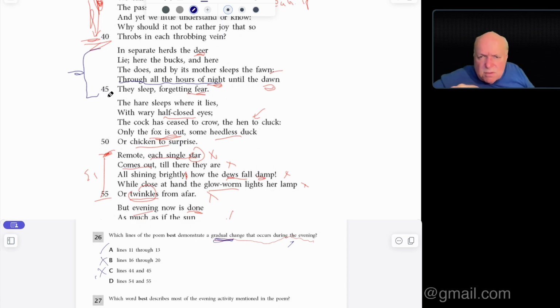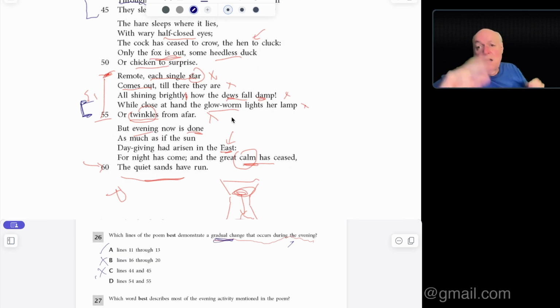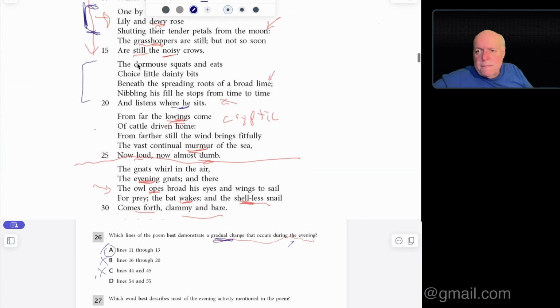And then there's D, which is 54 and 55? That's it. Just two lines. All right. So we have these guys here. So while close at hand, the glowworm lights her lamp or twinkles from afar. All right. So again, nothing eventful here. The glowworm's glowing. Yay, right? Nothing's really there. So A is the answer. And let's go back to 11 through 13 again.